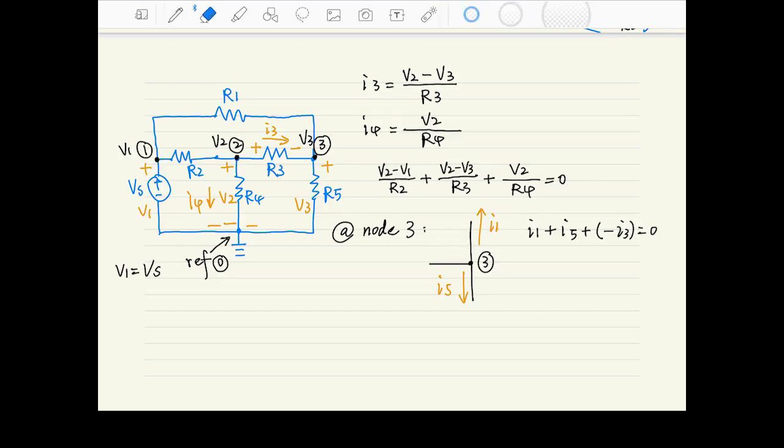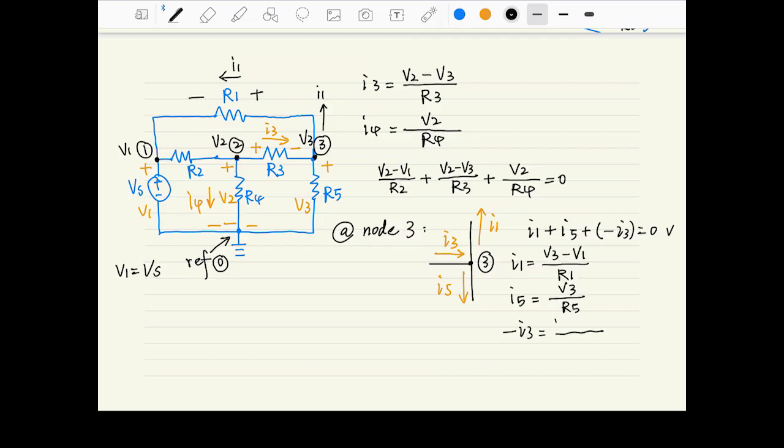And remember, these values always correspond to the reference direction of current you choose. In this way, we will get the KCL equation in terms of node voltage. This is how Professor Farid derived it. To complete the problem, let's solve for node 3.